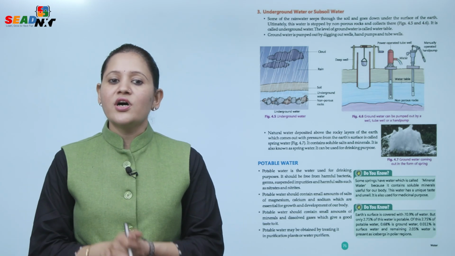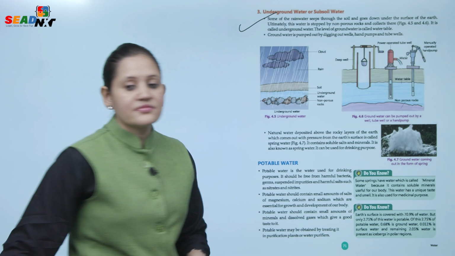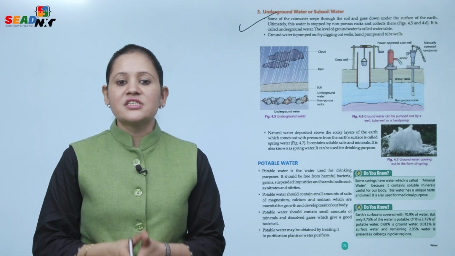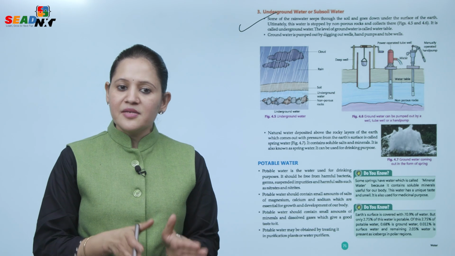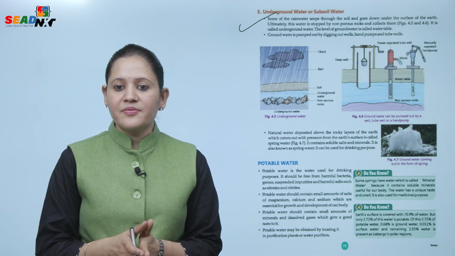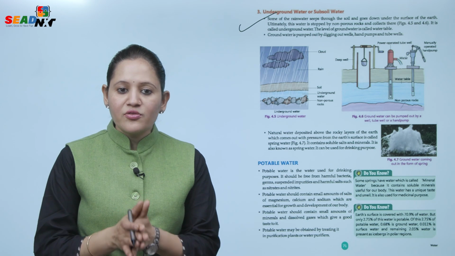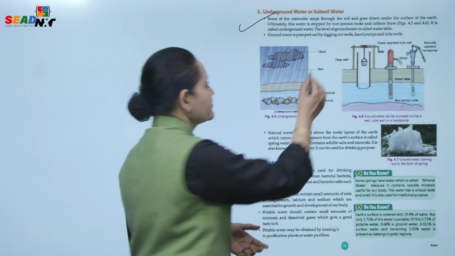Next, underground water or subsoil water. Some of the rainwater seeps through the soil and goes down under the surface of the earth. Ultimately, the water is stopped by the non-porous rocks and collects there. It is called underground water. The level of groundwater is called the water table.